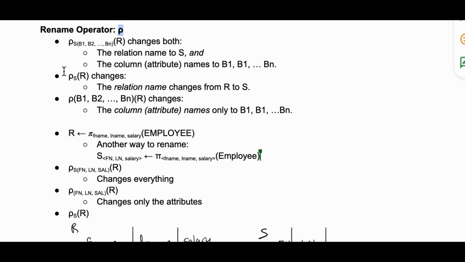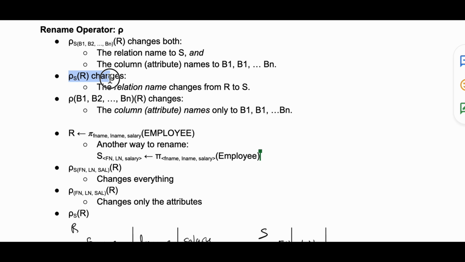If we want to rename something, there are actually multiple different ways we can do it. One way is to use this phi and then have whatever we want to call our element out here, and it's going to change both. If we do it like this, it changes the relation name to S and the column attribute names to B1, B2, and so on, meaning that we could change these to whatever we want.